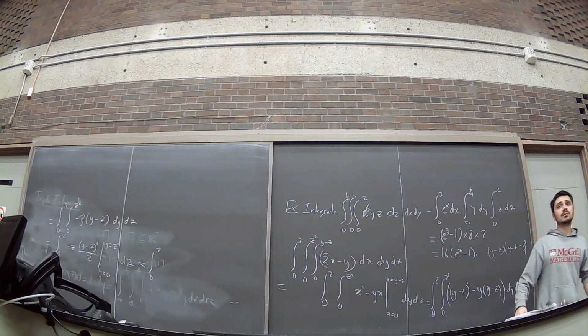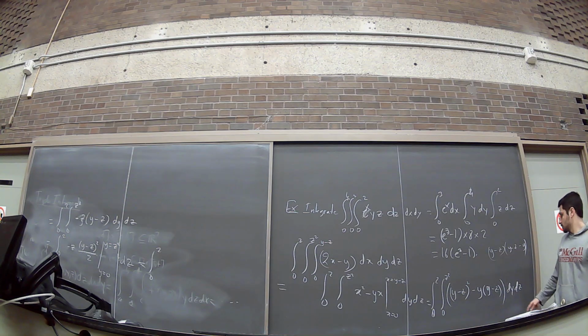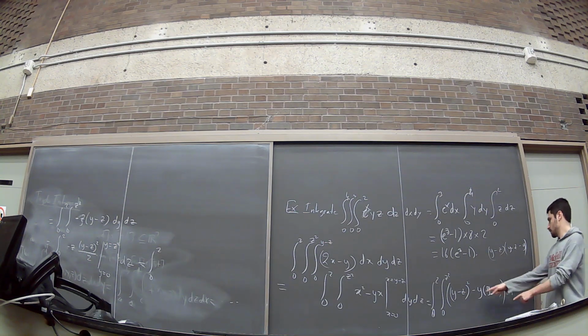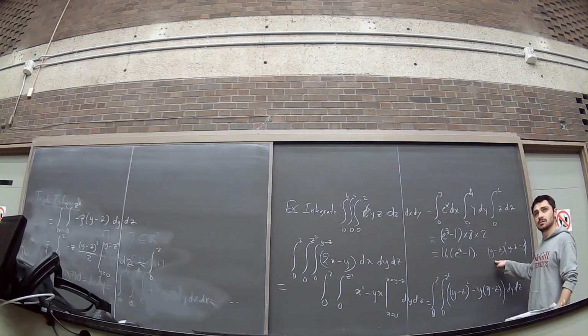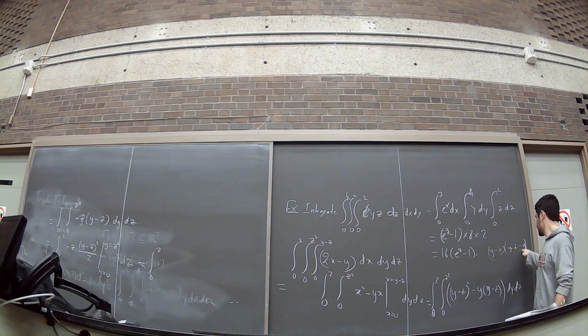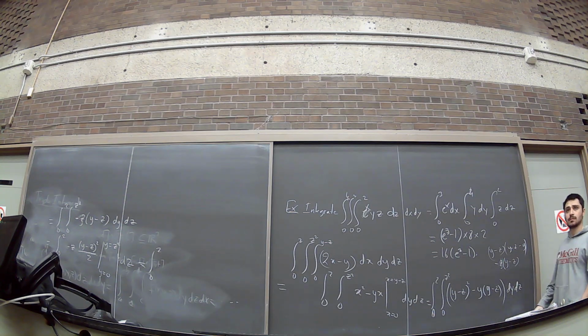Are we following? Yes? I didn't understand how you went from the last line to here. Factor y minus z out. Y minus z times y minus z minus y. So it's y minus z times minus z. Sorry. Okay? Are we following? Is the integration correct?